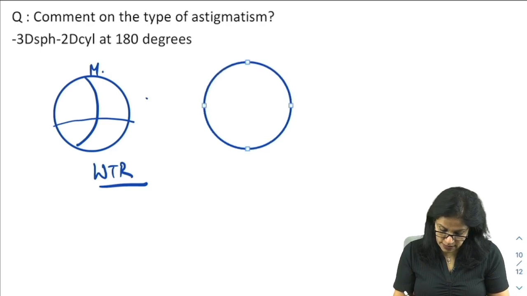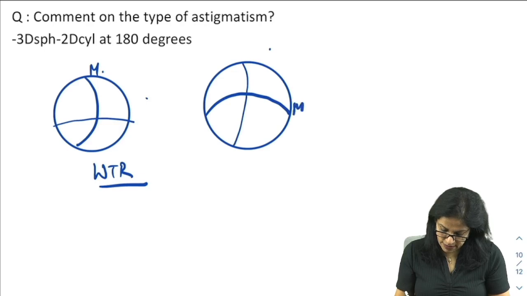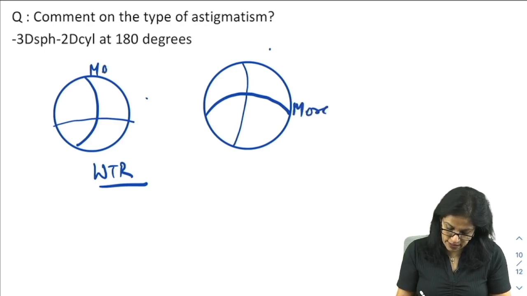If you talk about against the rule, this time it is reverse. Horizontal is more than vertical. When horizontal is more, now you call it against the rule.